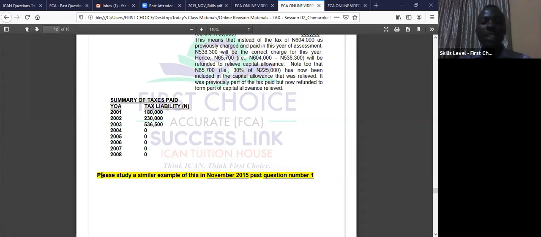So study a similar example in November 2001 past question paper and see how this carried backward is being treated. This is the only time in the last syllabus that they treat carried back of capital allowance. So look at that question again and try to understand it. Our time is well spent.